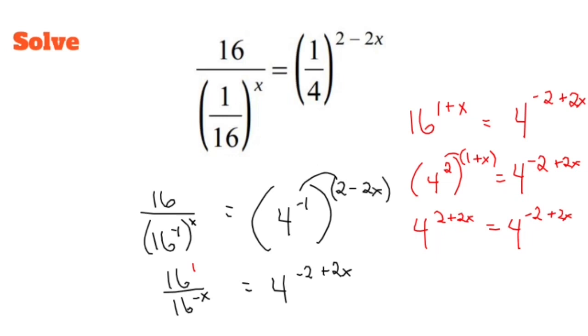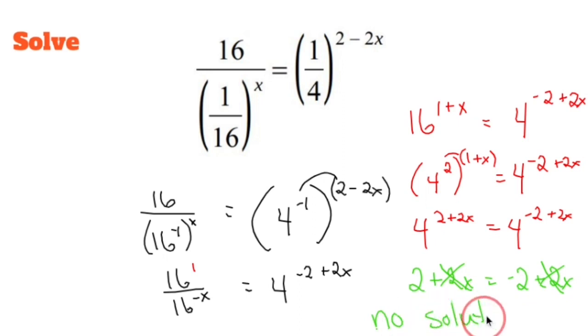Now that I have the same base, if these are the same, then I can say that these exponents are the same. Now at this point, you should be saying, uh-oh. I have a 2x on the left. I have a 2x on the right. They go away. That leaves me with 2 equals negative 2. Does 2 equal negative 2? No. So what's my answer? There is no answer. All of that to find out that there's no solution. What a rip. But I had a great time doing it.